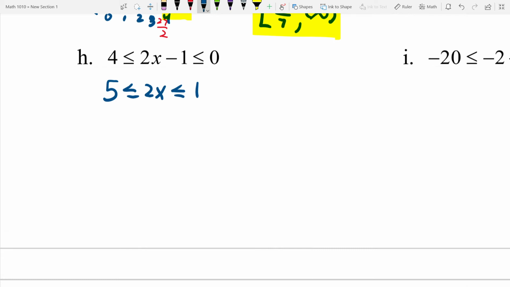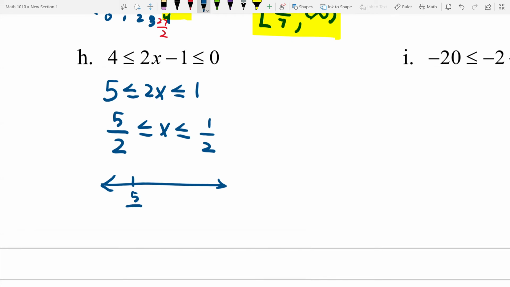Everybody look. Stick with me. What do I do next? Everybody talk to me. Divide by 2. Okay? So we have 5 over 2 is less than or equal to x is less than or equal to, everybody in the room, I'm talking to 25 people, what's over here? 1 over 2, right? Number line, over here, 5 over 2. Oh, this is a lie.